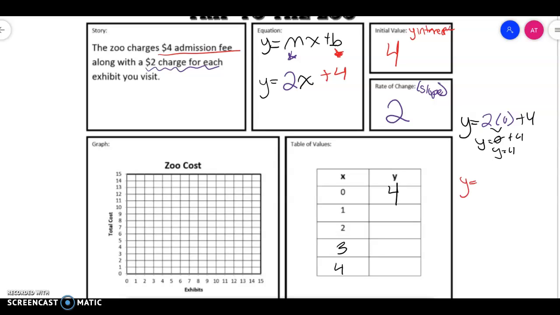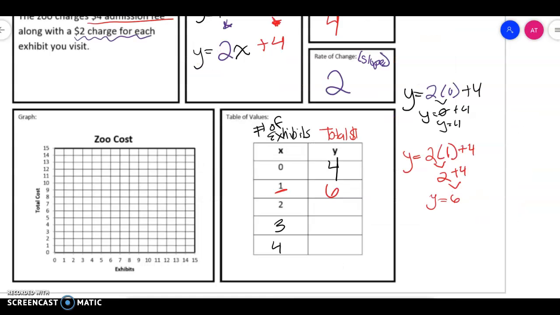I'm going to try the next one, and now I'm going to multiply 2 times 1 because I'm trying to find my x, plus 4. 2 times 1 is 2, plus my 4. If I went to one exhibit, it's going to cost me $6. Now if I wanted to visit 2 exhibits, I would just plug in 2 for x. 2 times 2 is 4, plus 4 is going to cost me $8 to get to 2 exhibits.